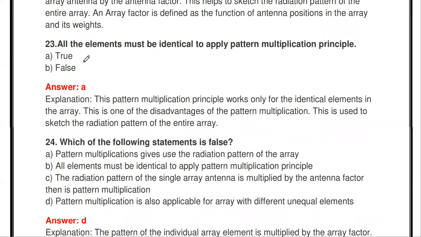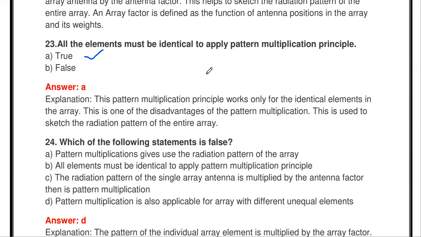The next one: all elements must be identical to apply the pattern multiplication principle. Is it true or false? True. In an array, the pattern multiplication principle works only for identical elements. That means, for n number of elements in an antenna array, only if all elements are identical can we apply this pattern multiplication concept. Okay, so this is true. All elements must be identical to apply the pattern multiplication principle.